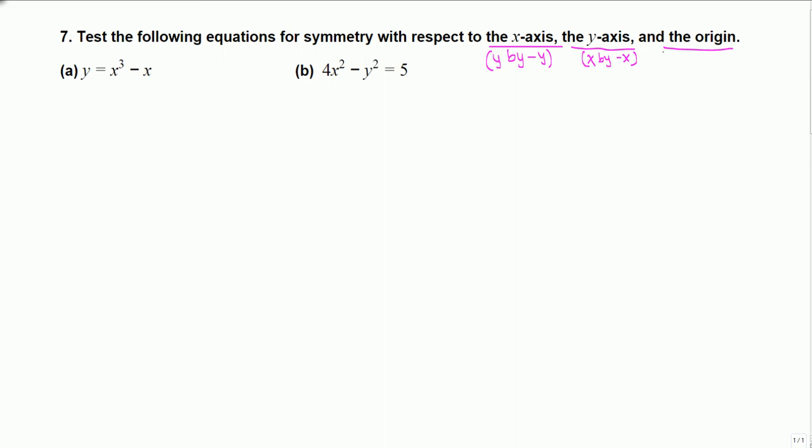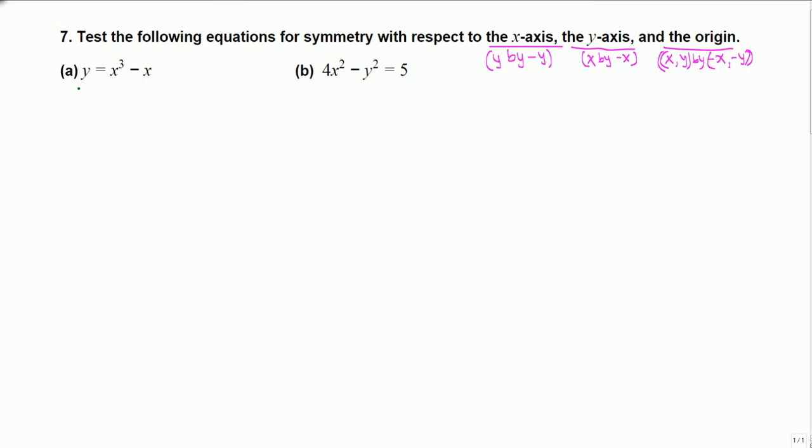For the origin, to check for symmetry, we replace x, y by negative x, negative y, and then see if we have the original equation back. Okay, x, y by negative x, negative y.